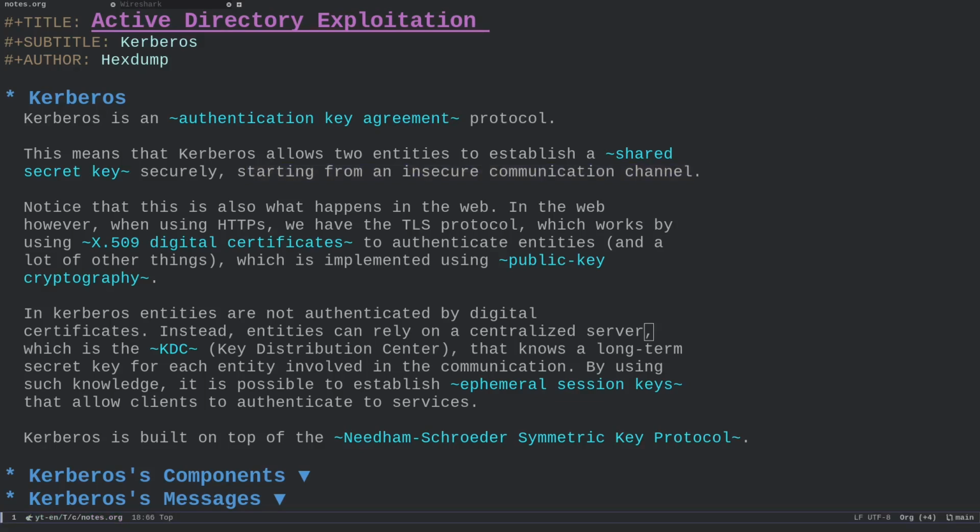Now, the difference between the web and Active Directory is that in the web we have TLS with digital certificates. In Active Directory we have Kerberos, and in Kerberos entities are not authenticated by digital certificates. Kerberos is based only on symmetric key cryptography, and instead entities rely on a centralized server.